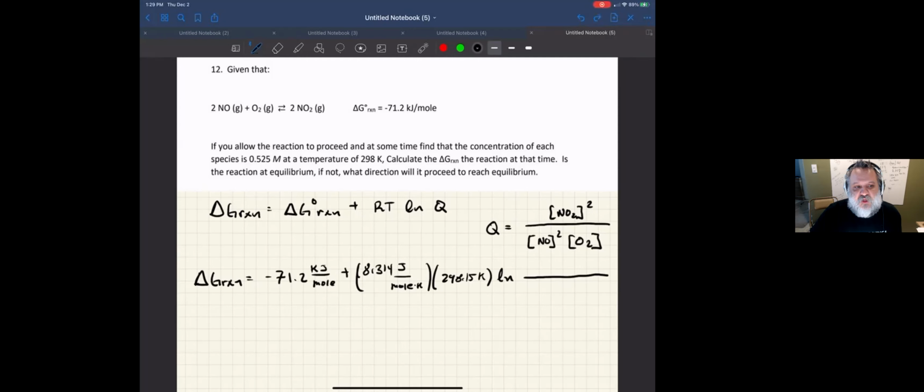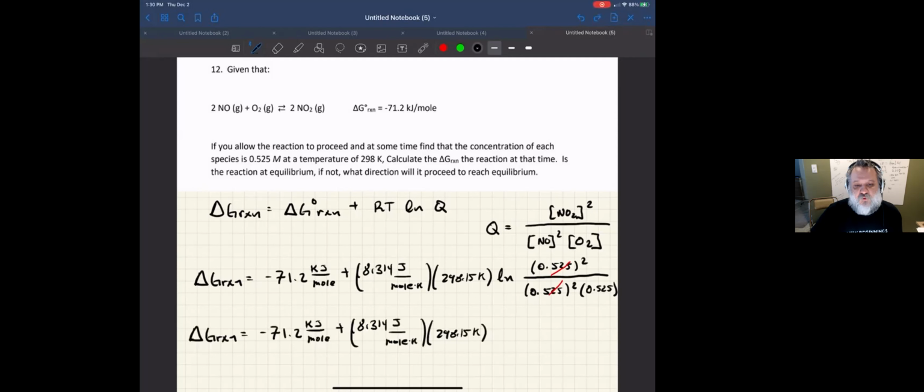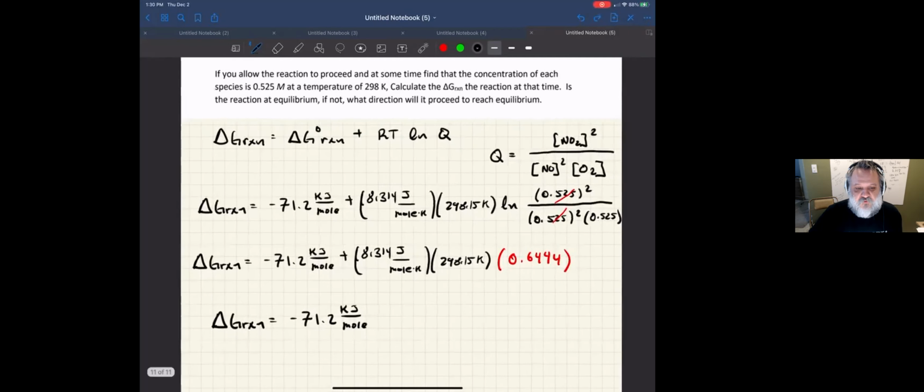So the concentration of every species is 0.525. So I'm going to go ahead and stick that in, 0.525, that'll be squared, divided by 0.525 quantity squared times 0.525. Now, this particular problem happens to be able to be simplified fairly easily because 0.525 squared divided by 0.525 squared is 1, so that goes away. So it ends up just being the natural log of 1 over 0.525. And so I want to rewrite all of this down, and then let's go ahead and do that calculation. That natural log is 0.644. All right, so let's continue to simplify.